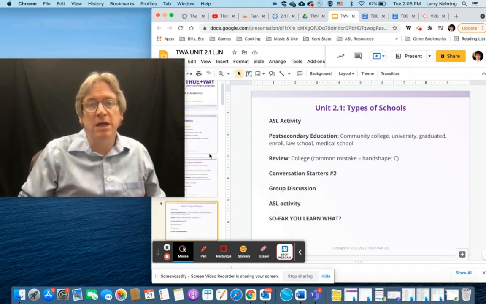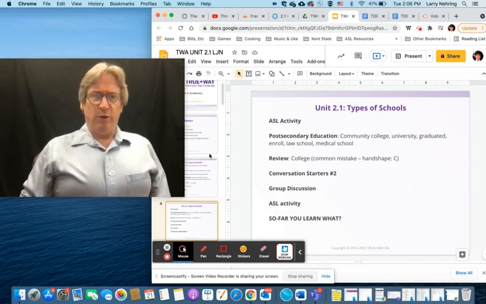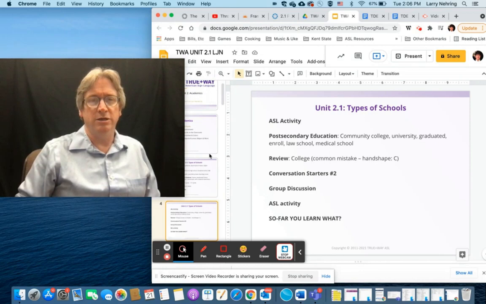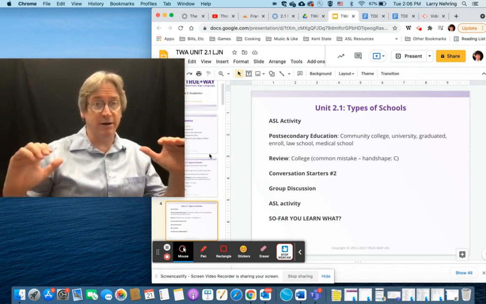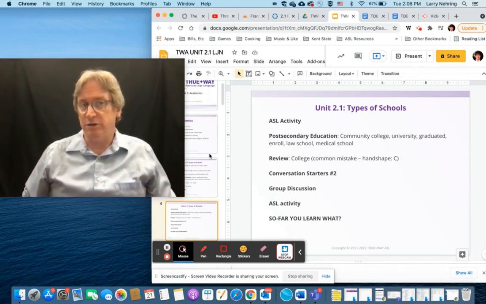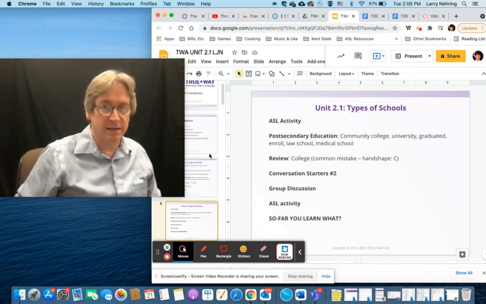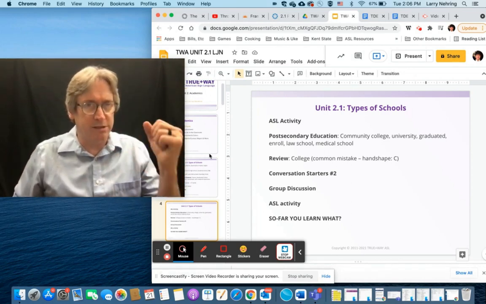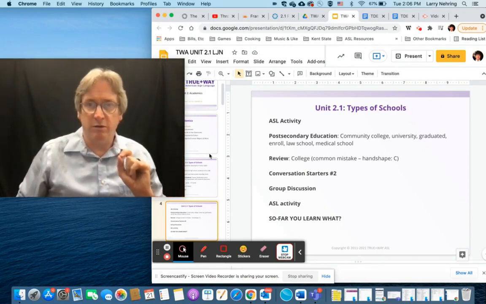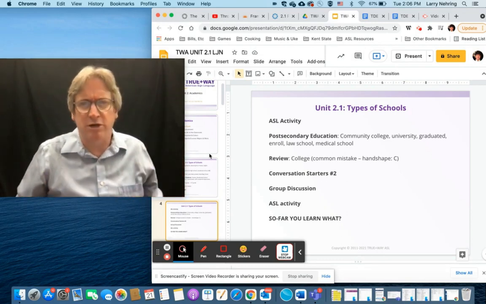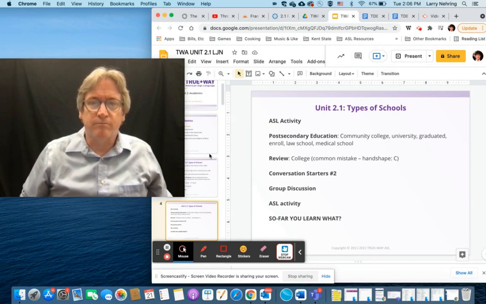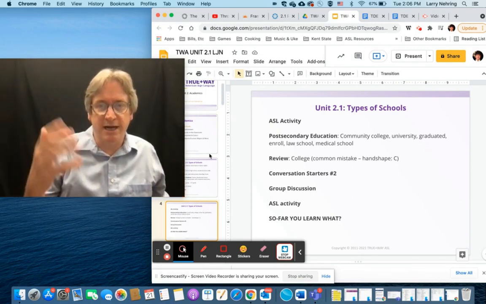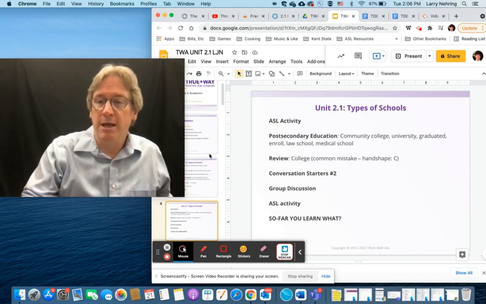We've got some ASL activities that we can do in the classroom, and then we'll get a little bit more into higher ed, post-secondary education, different college programs, grad programs, things like that. A common mistake that happens when signing college that we'll go into, there's a snapshot for that. More conversation starters, some facilitating group discussions and activity, and then review.